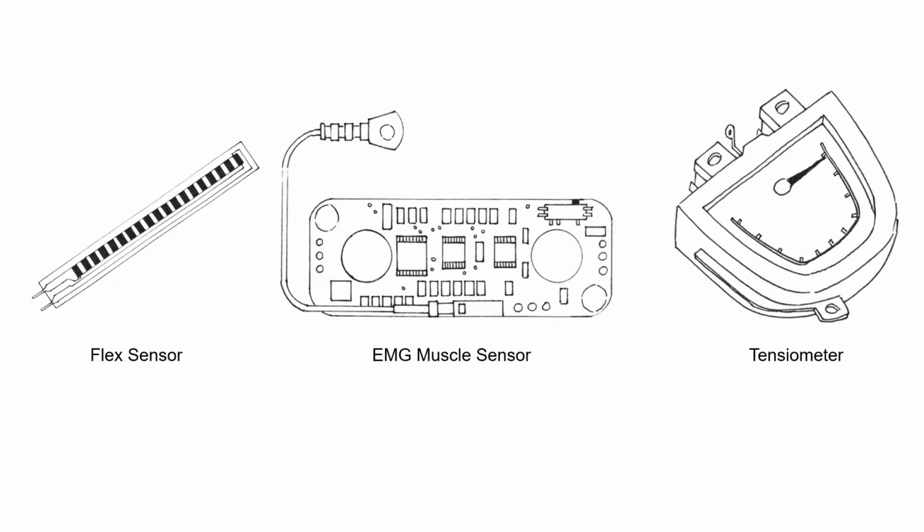Flex sensors measure the amount of bending of an object. Muscle sensors monitor the amount of strain in a muscle at work, and tensiometers measure the amount of tension in or between objects. Tensiometers measure tension either mechanically or electrically by sending electrical signals through a material and measuring the change.